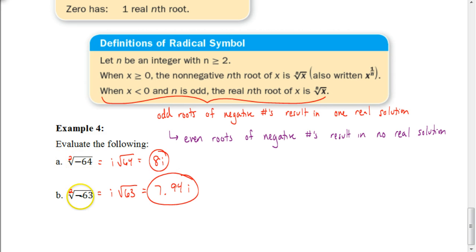So if it's an even root of a negative number, it's not going to be a real solution. We have to factor out an i. Well, that's it. That's all we're going to be talking about.